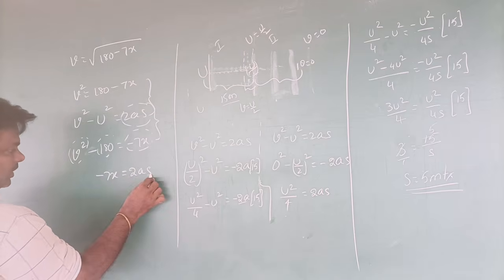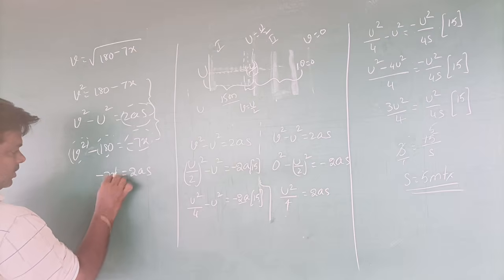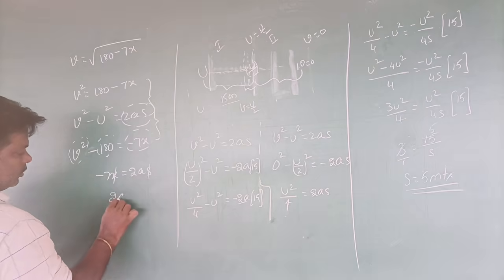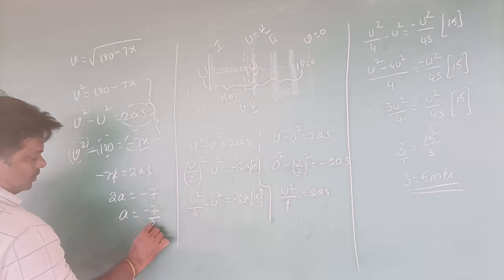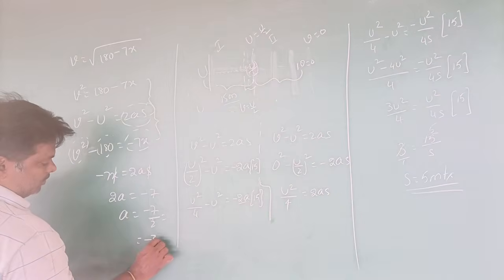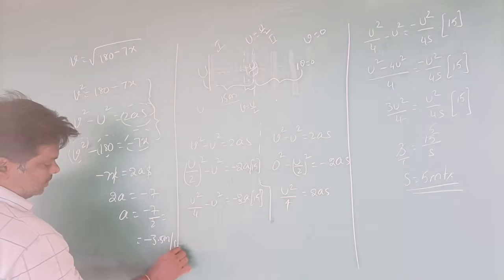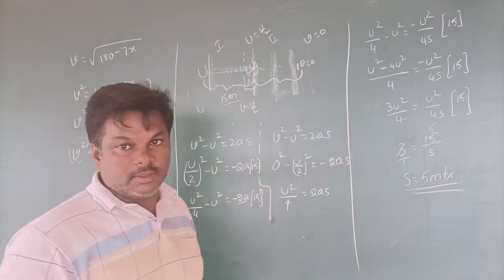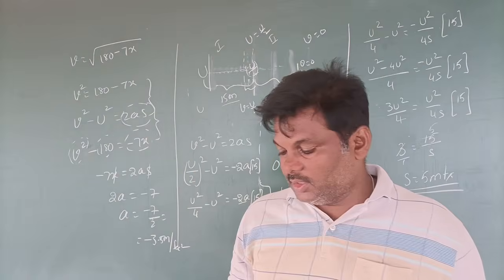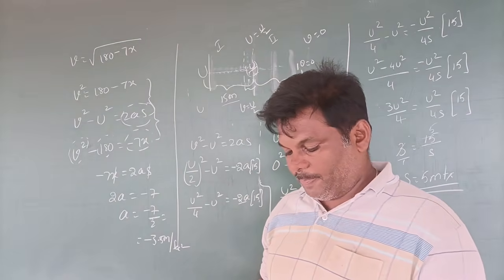s and x, both are distances, they both will get cancelled. Then you will get 2a is equal to minus 7, a is equal to minus 7 by 2 is equal to minus 3.5 meter per second square. This is a simple comparison method only. Okay, proceed with this, your answer will be B.